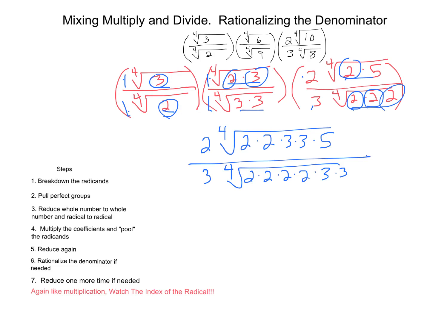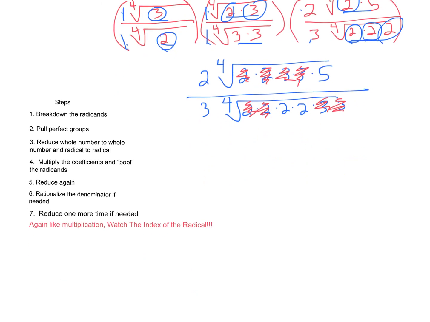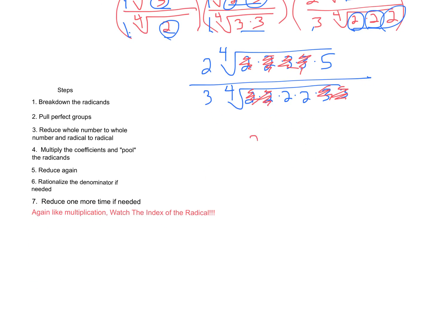Alright, so let's try to reduce, make our lives a little easier here. So I can take out a 2, take out another 2, take out a 3, take out another 3. So now I'm left with 2 4th root of 5 over 3 4th root of 2 times 2. So now, at this point, let me get that tail off. Now we got to rationalize the denominator.